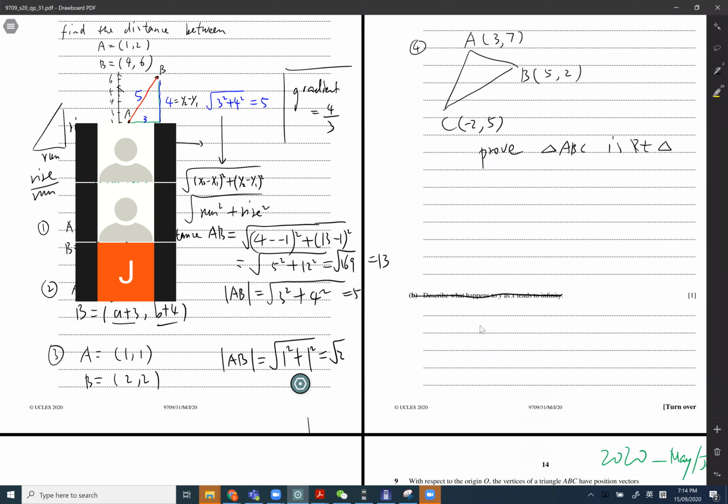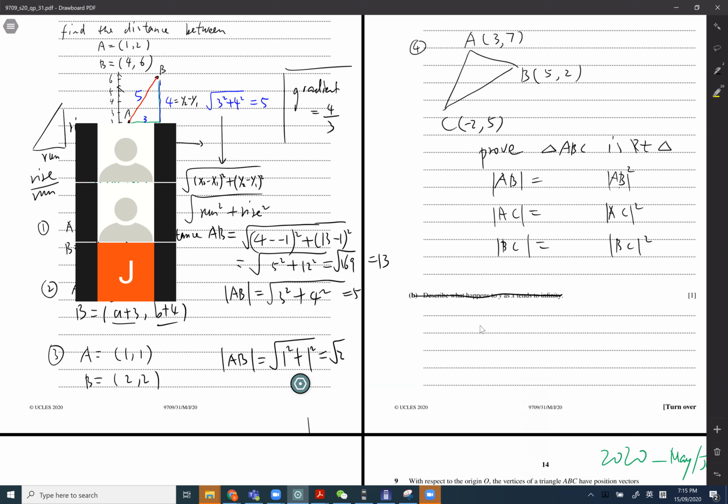How do we prove it? If you prove a right angle triangle, you can prove 90 degrees, or you can prove the lengths squared using Pythagoras. For example, you need to calculate what AB squared is, what AC squared is, and what BC squared is. If AB squared plus AC squared equals BC squared, we can say it's a right angle triangle.